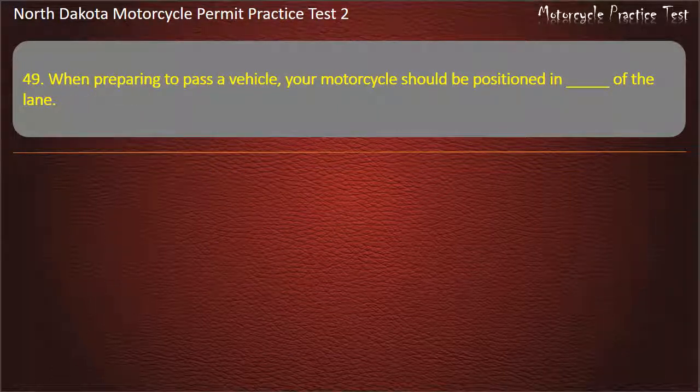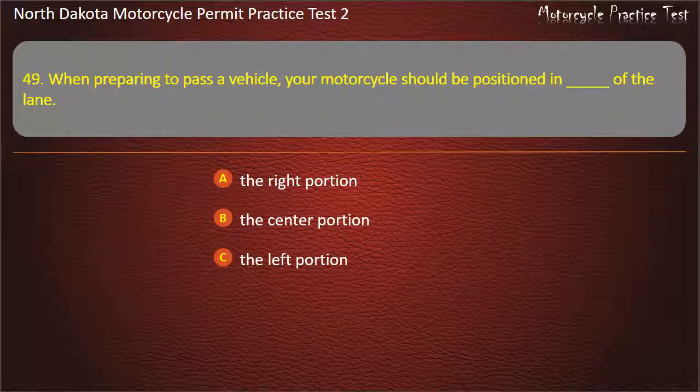Question 49. When preparing to pass a vehicle, your motorcycle should be positioned in which part of the lane? The right portion, the center portion, the left portion, any portion. Answer: the left portion.